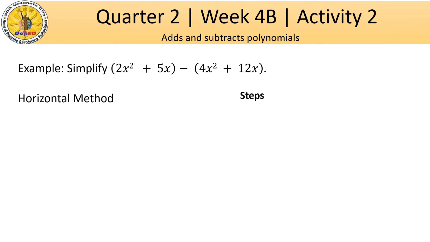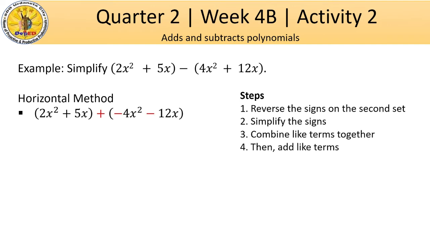The method that I will be using here is the horizontal method. First step, reverse the signs on the second set. So the expression will become (2x to the second power plus 5x). Negative becomes positive, (negative 4x to the second power minus 12x). Then, I simplify the signs. So the expression will become 2x to the second power plus 5x. Negative multiplied by positive is negative, so minus 4x to the second power and minus 12x.